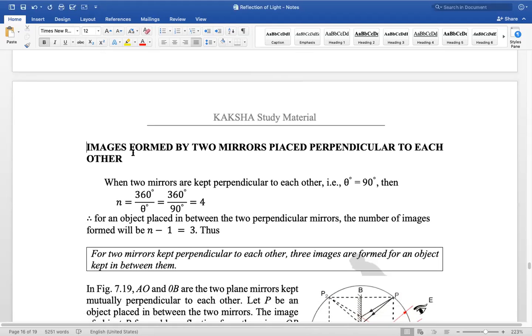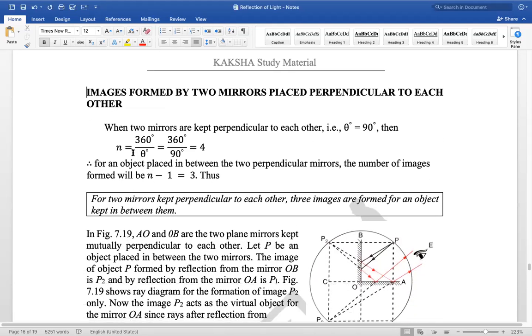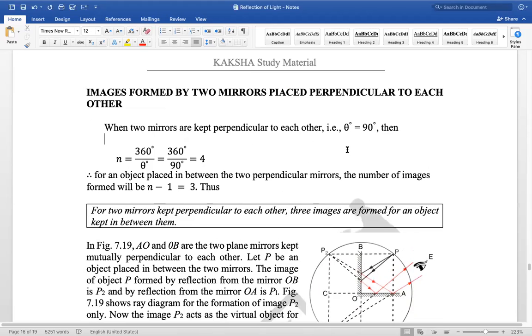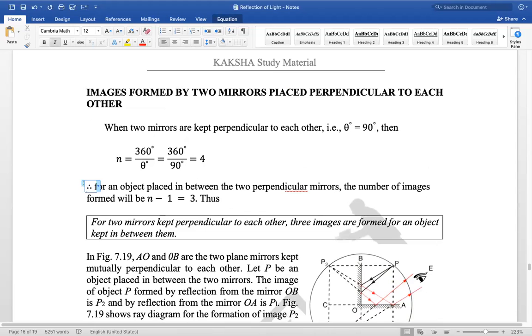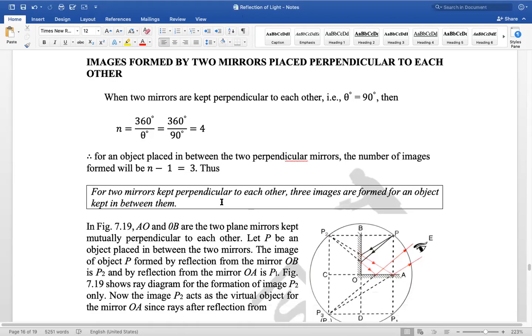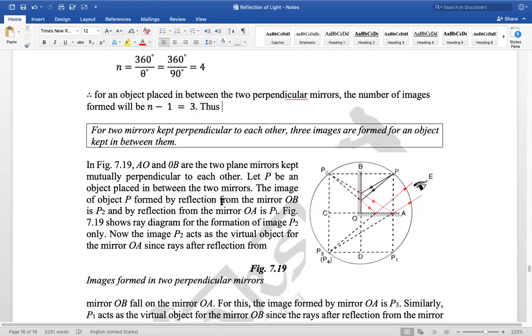Now, images formed by two mirrors placed perpendicular to each other. When two mirrors are kept perpendicular to each other, then theta is equal to 90 degrees, right? Then n is equal to 360 by theta, that is 4. So, for an object placed in between the two perpendicular mirrors, the number of images formed will be n minus 1, which is equal to 3. Thus, for two mirrors kept perpendicular to each other, three images are formed for an object kept in between them.